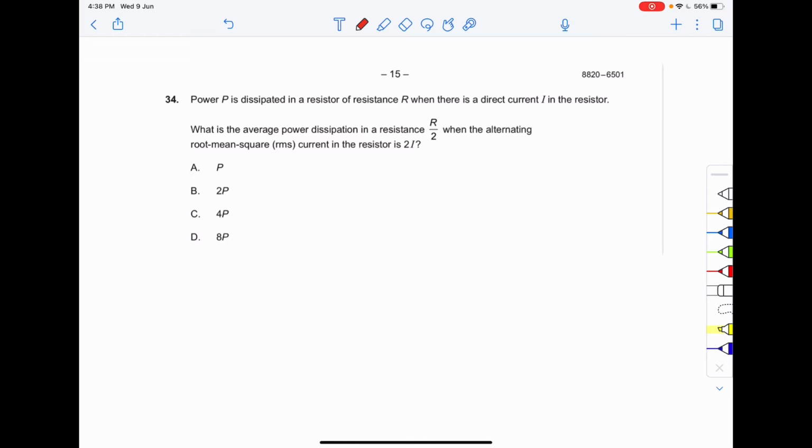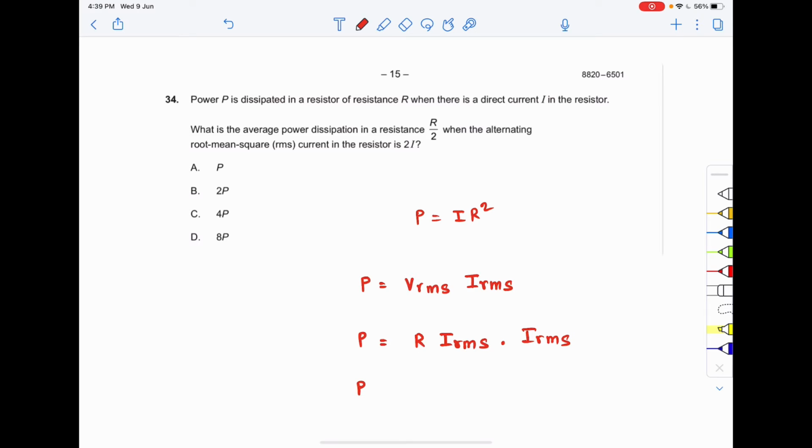So proceeding on to the next question, the power P is dissipated in a resistor of resistance R when there is a direct current I in the resistor. Okay, so what is the power P? Power P is equal to I square R, right, for direct current. What is the average power dissipation in a resistance R by 2 when alternating root mean square (RMS) current is 2I? Okay, so P would be equal to VRMS into IRMS, for AC currents we know this. So P can also be written as, VRMS can be written as resistance into IRMS, so into your IRMS.